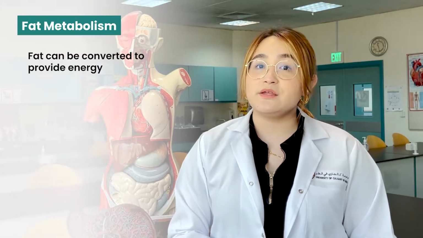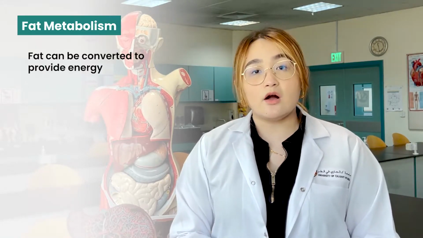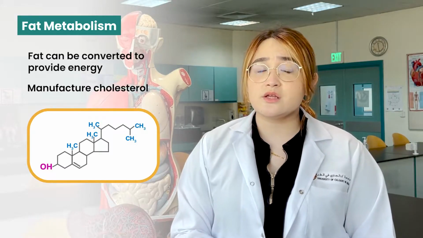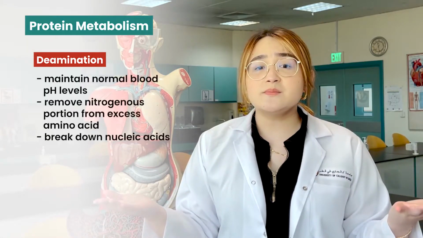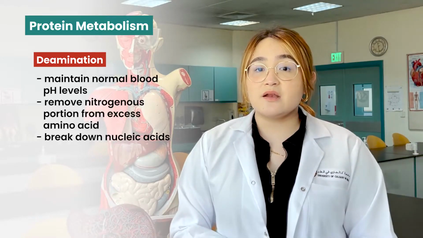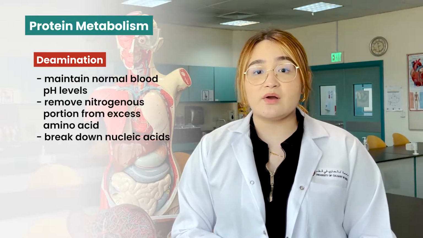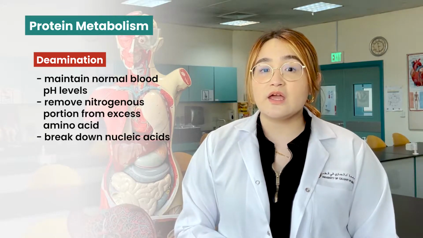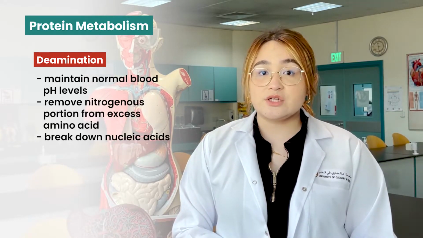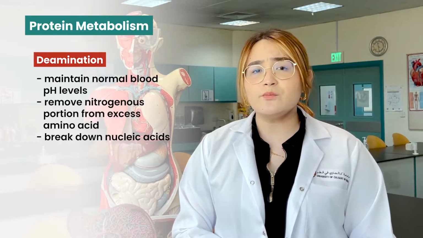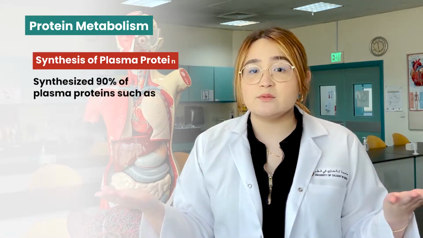In fat metabolism, the fat being stored can be converted to a form that can be used by tissues to provide energy. It also manufactures cholesterol, which is a precursor in the production of hormones. In protein metabolism, enzymes of the liver perform a process called deamination, which helps maintain normal blood pH levels. This is done by removing the nitrogenous portion from excess amino acids, which will then form urea and will be excreted through urine. Additionally, liver cells break down nucleic acids to form uric acid, which is also excreted in the urine.